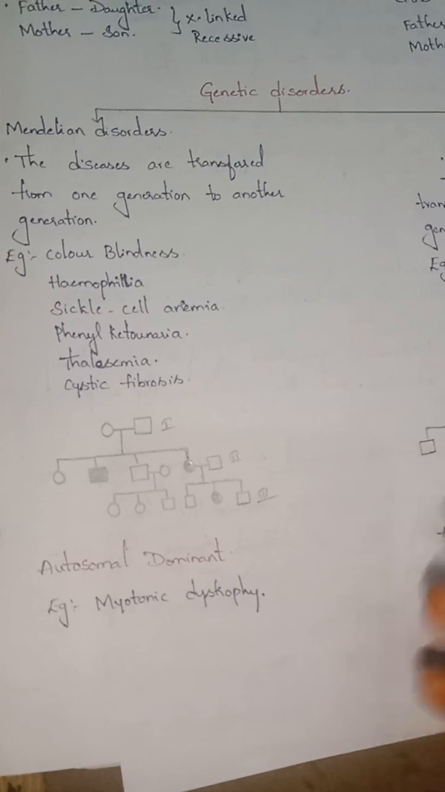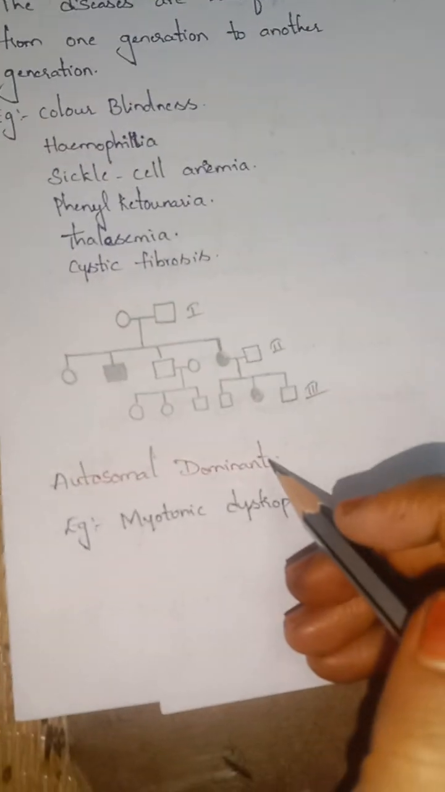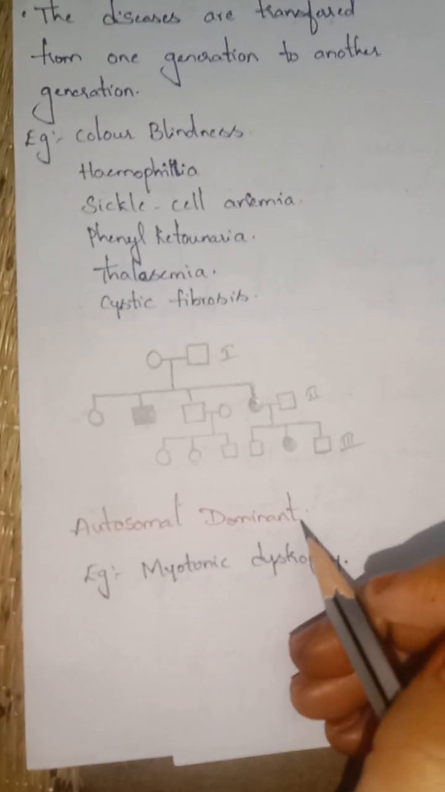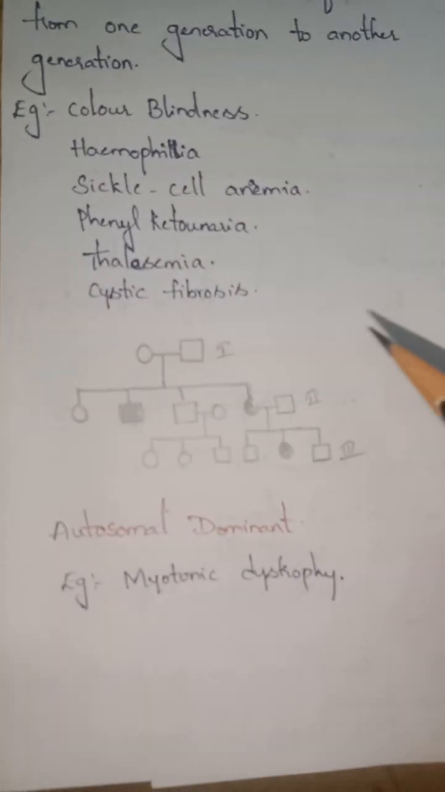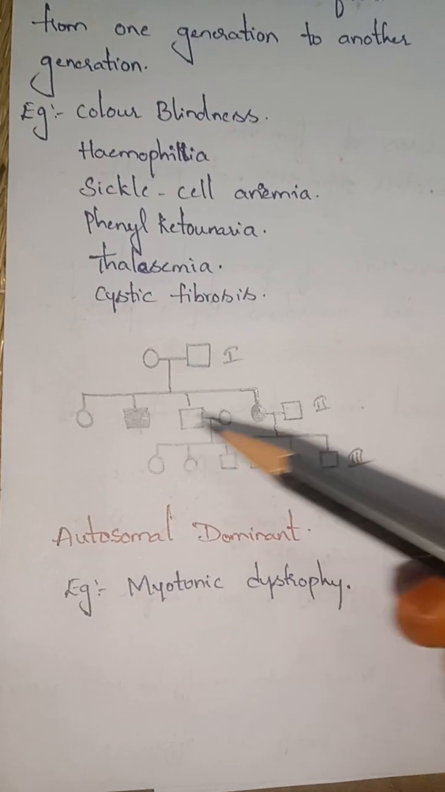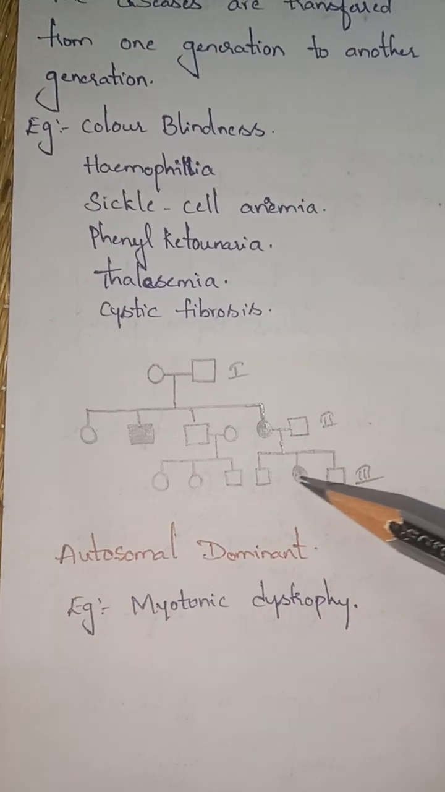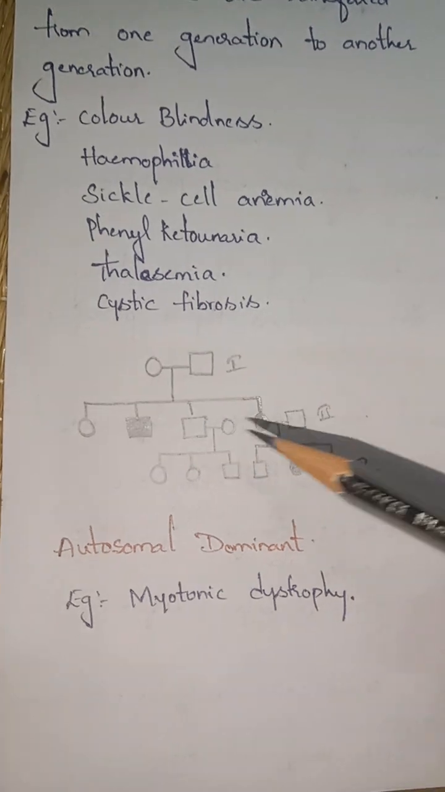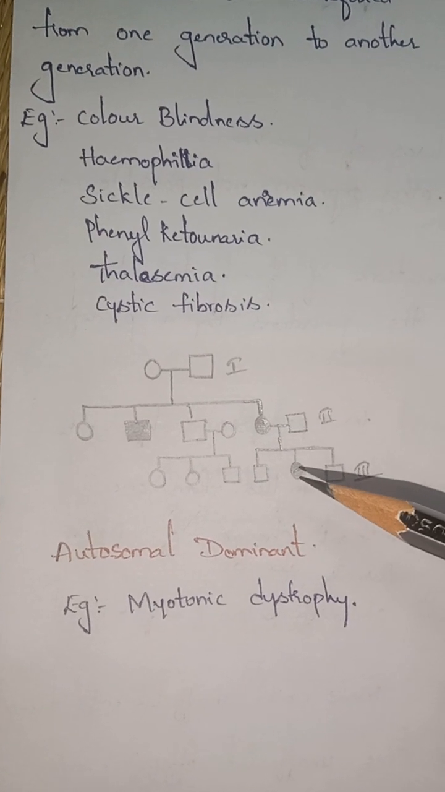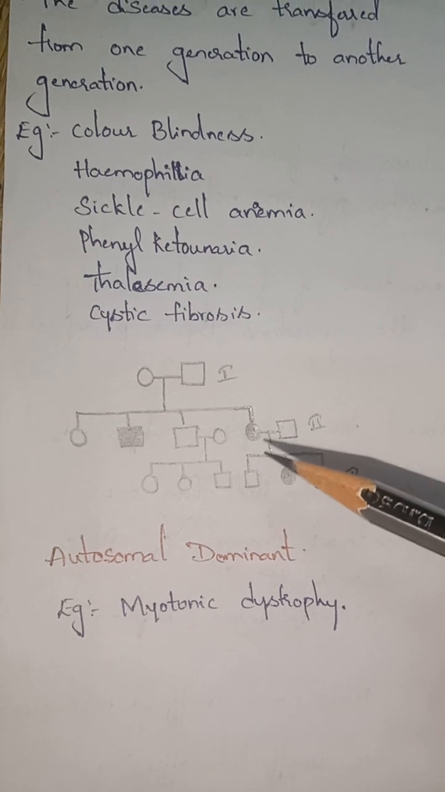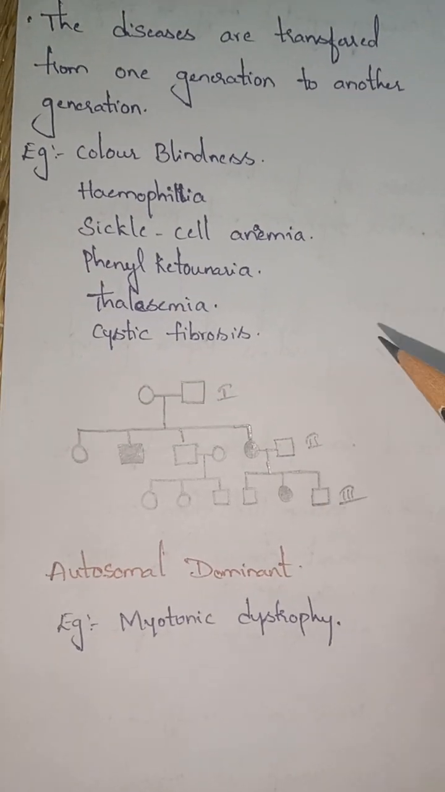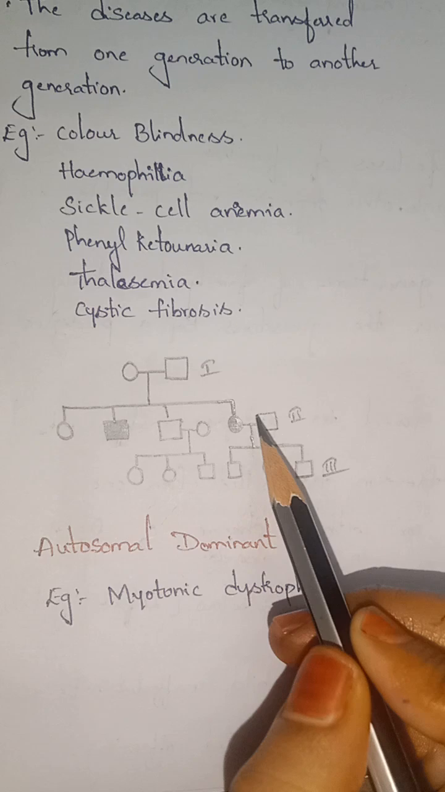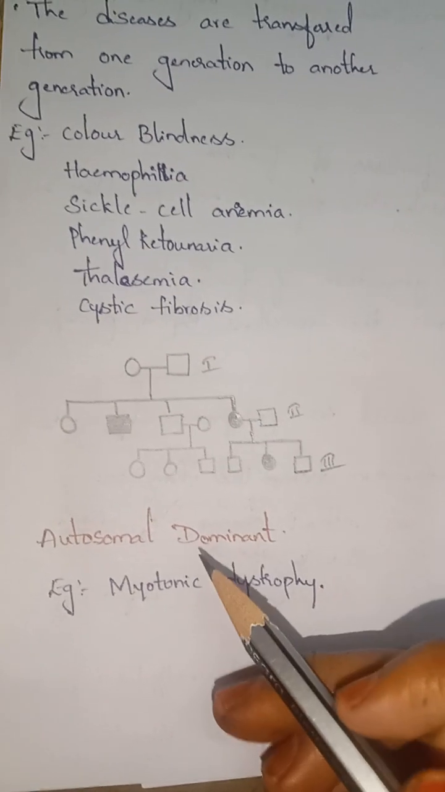There is one example you have to know. This is autosomal dominant. How can you identify that it is autosomal dominant? As I said, autosomal dominant means it should not skip any generation. This is one generation and this is another generation. Here you can see an affected individual, here also an affected individual, here also an affected individual. So you are not going to find any skipping of generations, and both males and females are equally affected. By this you can say that it is autosomal dominant.